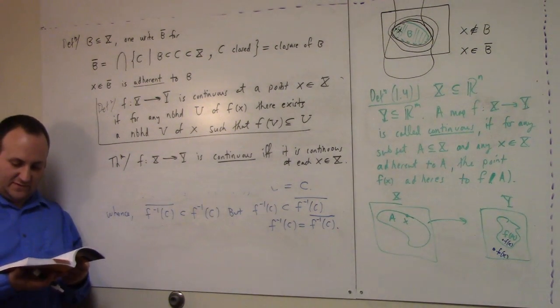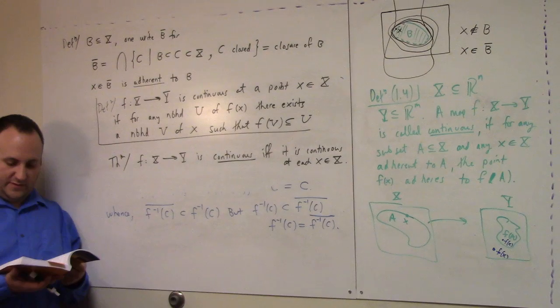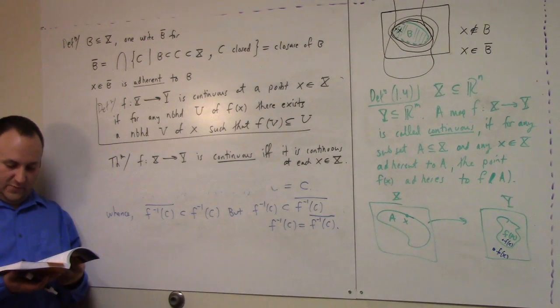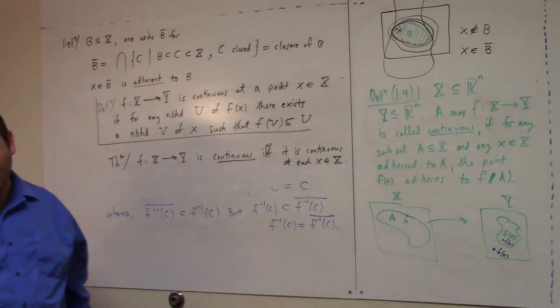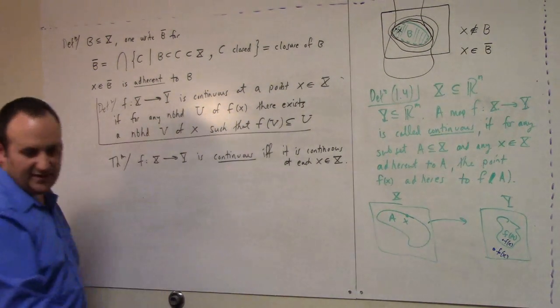Suppose f is continuous, and let U be a neighborhood of f of x. By definition of neighborhood, there's an open set A of Y such that f of x is an element of A, which is a subset of U. The open set V equals f inverse of A is a neighborhood of x, and f of V is fine. Reading it doesn't mean anything. I can't do anything without a picture.